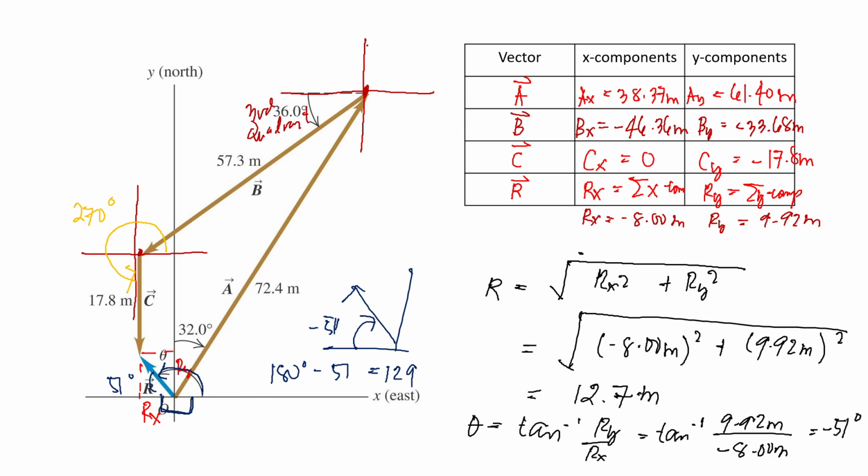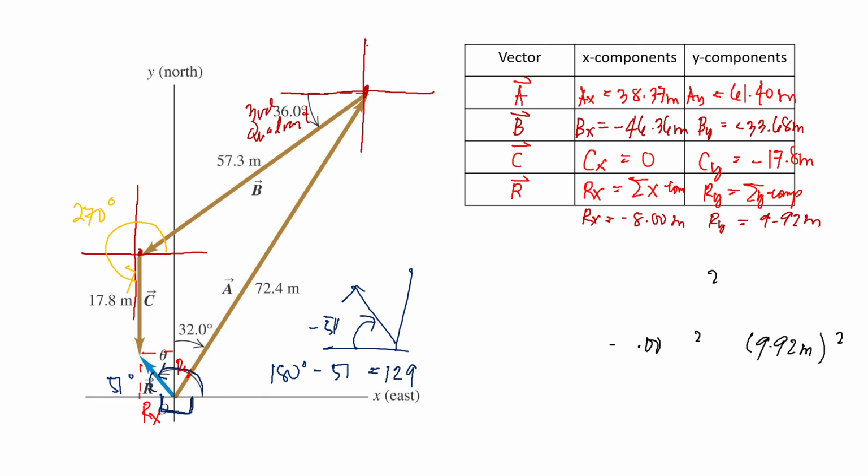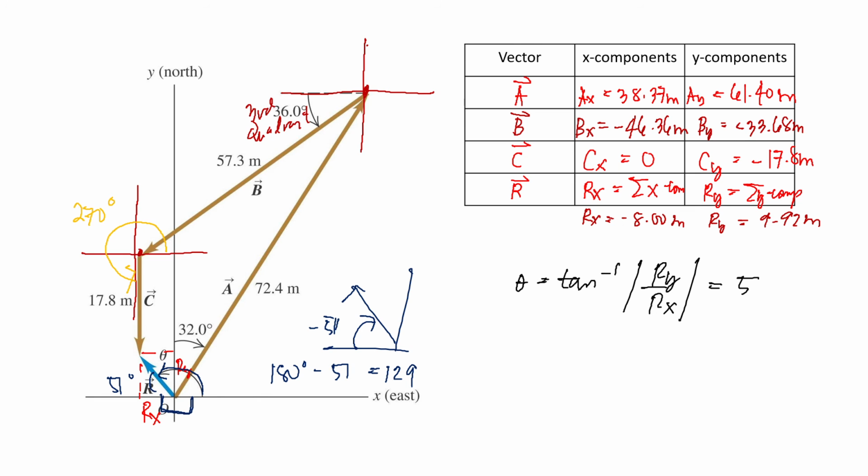Let me show you another solution for your tangent theta. Let me just erase this for a while. We can also use this one: your theta equals tangent inverse of the absolute value of Ry over Rx. We still get the same answer, but this time you have 51 degrees.